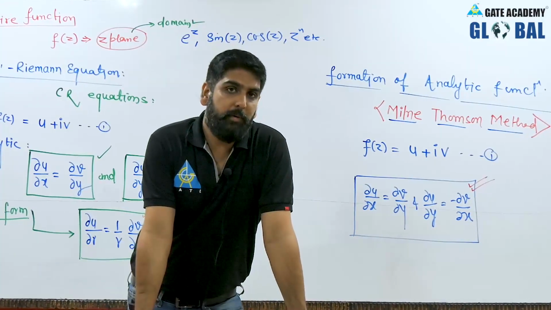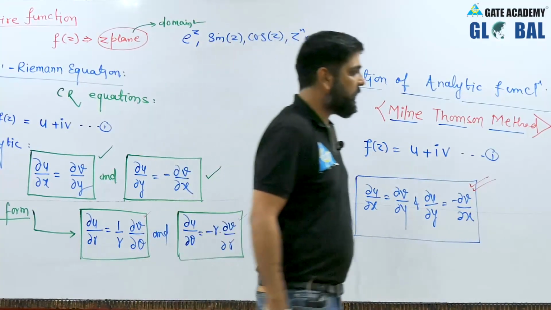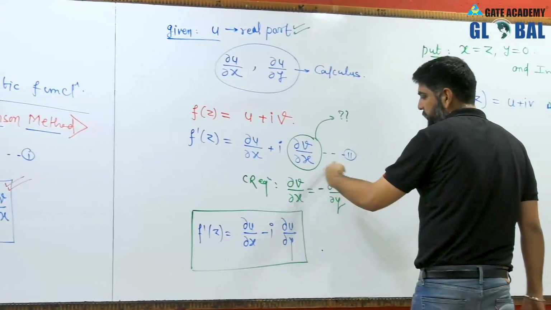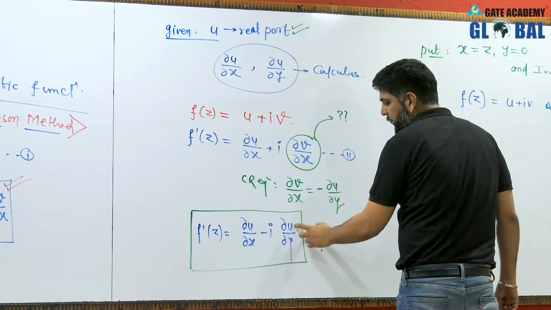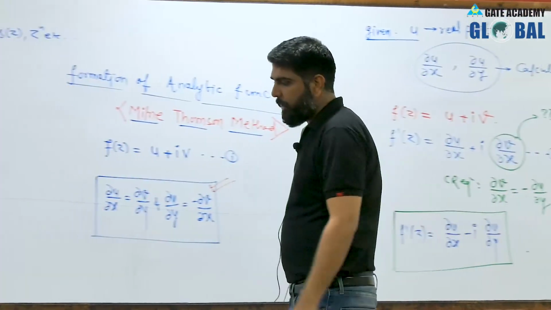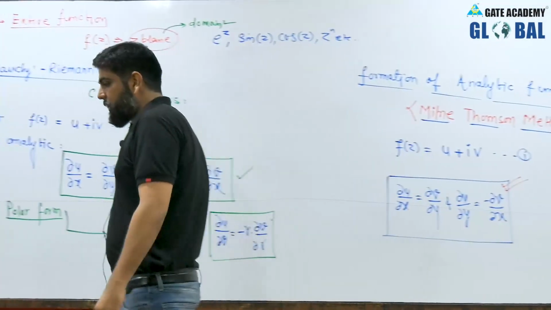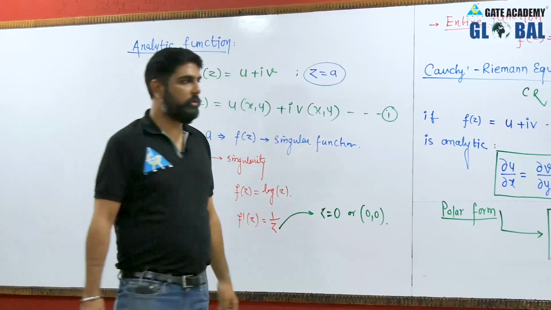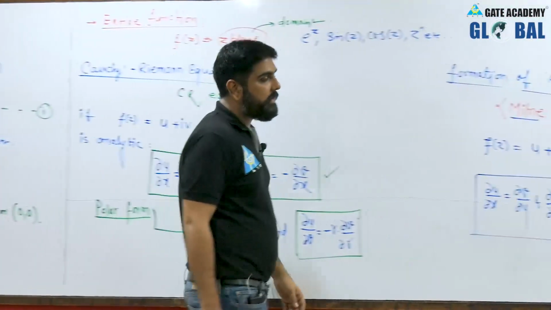By changing the del v by del x, you can change it with the help of the CR equation. The del v by del x is nothing but del u by del y. Now at last, put y is equal to 0 and x is equal to z.